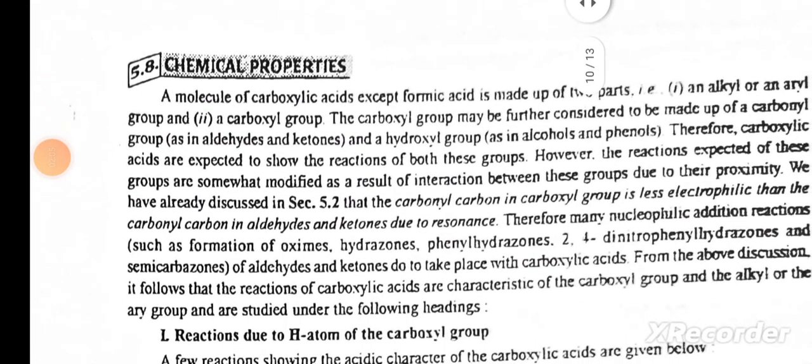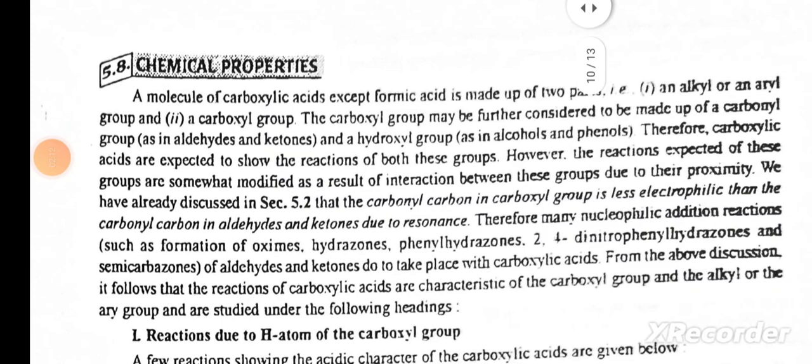Chemical properties. A molecule of carboxylic acid, except formic acid, is made up of two parts, that is, an alkyl or an aryl group and a carboxyl group. The carboxyl group may be further considered to be made up of a carbonyl group, as in aldehydes and ketones, and a hydroxyl group, as in alcohols and phenols. Therefore, carboxylic acids are expected to show the reactions of both these groups. However, the reactions expected of these groups are somewhat modified as a result of interaction between these groups due to their proximity.